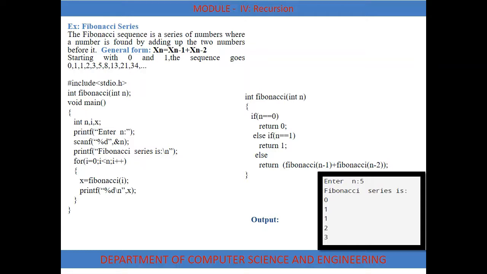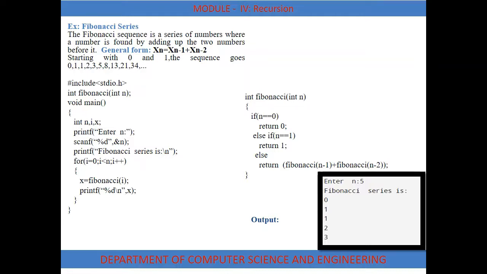Check the condition. Is 3 equal to 0? No. Go for the else part. Is 3 equal to 1? No. Now go for the else part. Return Fibonacci of 3 minus 1 plus Fibonacci of 3 minus 2. That is, return Fibonacci of 2 plus Fibonacci of 1. So again we need to call the function to find out the value of Fibonacci 2 and Fibonacci 1. Now Fibonacci 2.